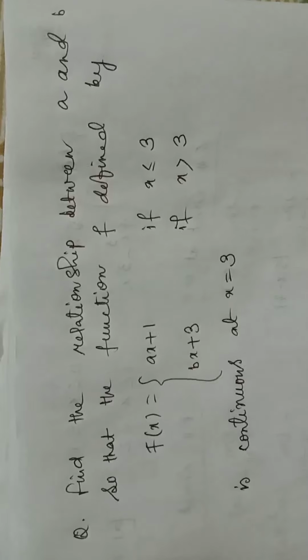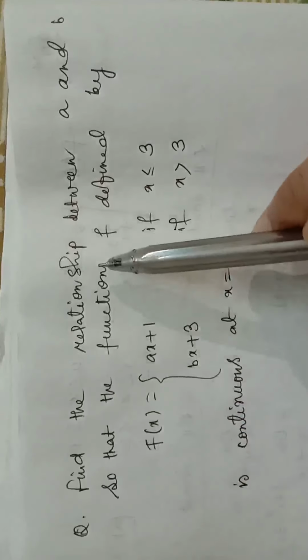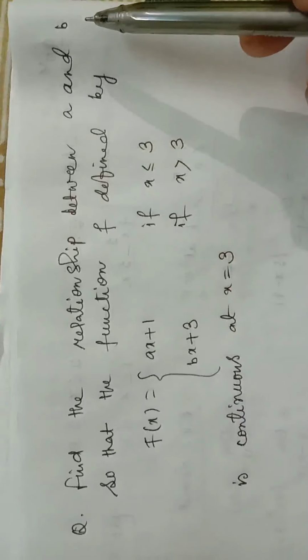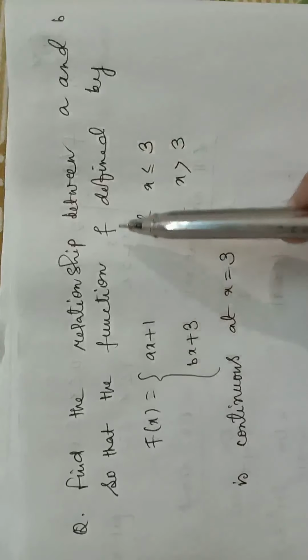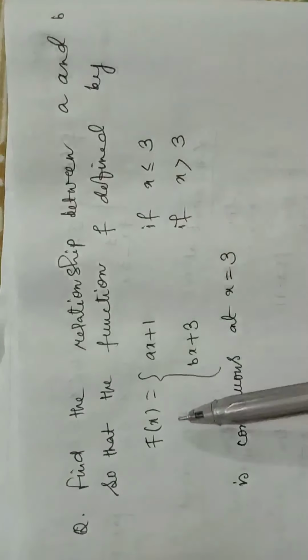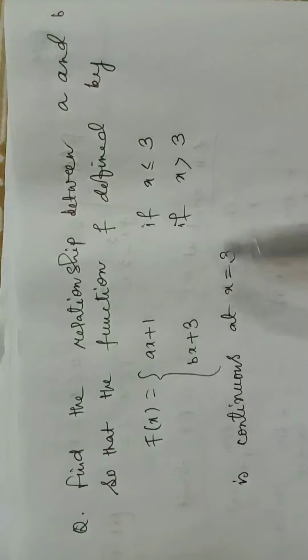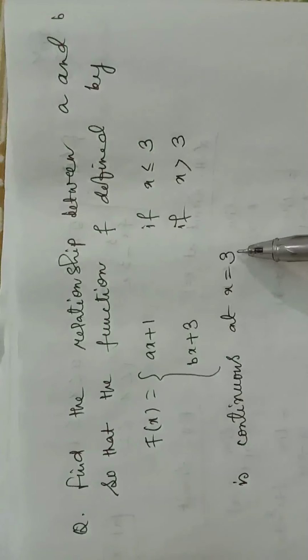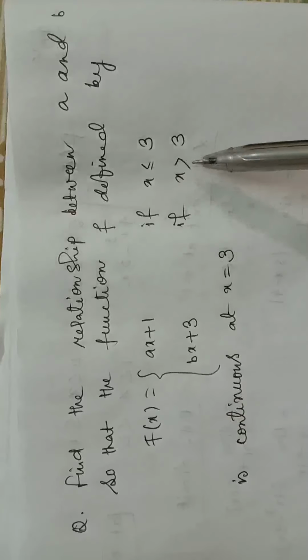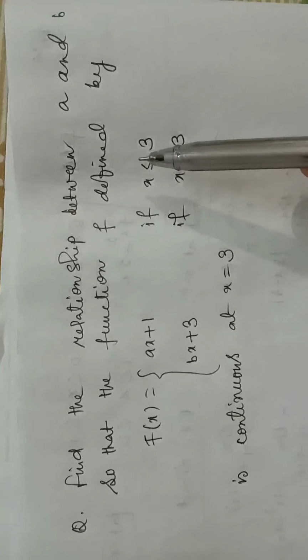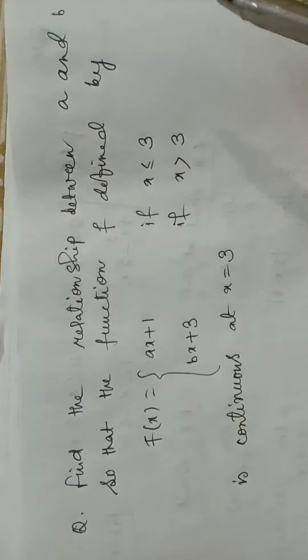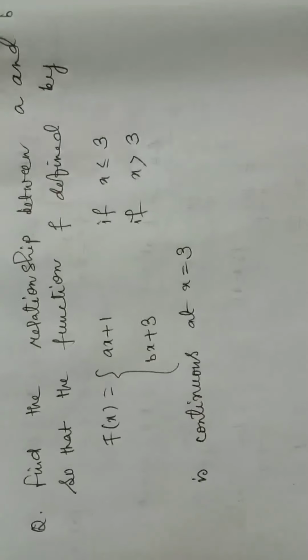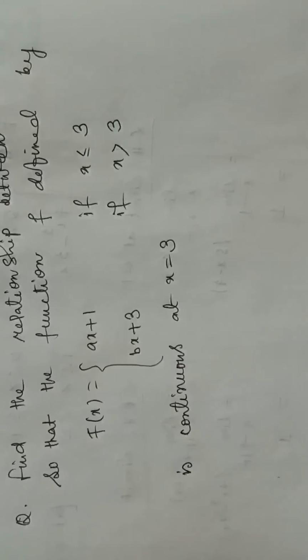Let us take another question. Find the relationship between a and b so that the function f defined by f(x) equal to this and this is continuous at x equal to 3. Again you can see this is given in split form, less than or equal to form, x less than or equal to 3, x more than 3. This is split form. We will use the first form of the formula.